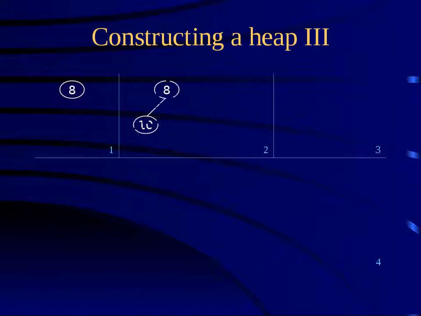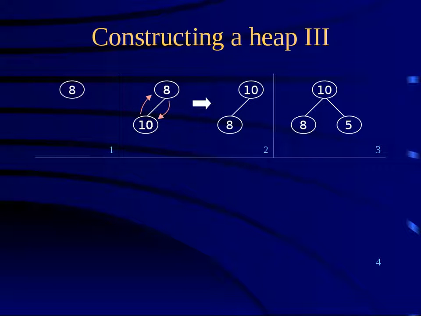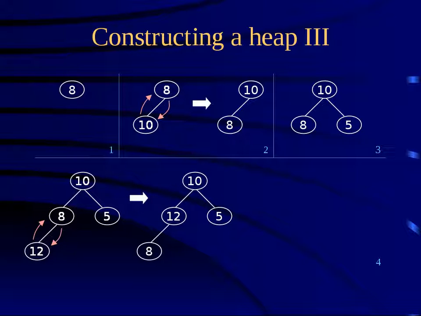So we have an 8. We can add a 10. We need to swap that, which becomes a 10 and an 8. Then you add a 5, so we're good. We add a 12. Do we need to do anything with that 12? Yes. What are we swapping with? 8. All right. Do we need to do anything? Okay. Can we code it now?